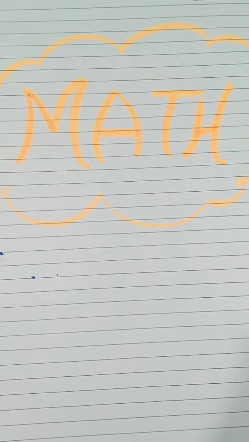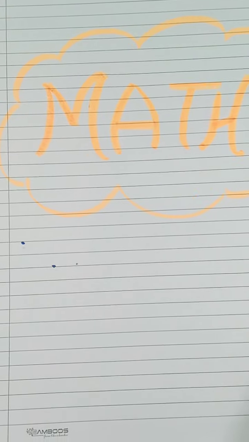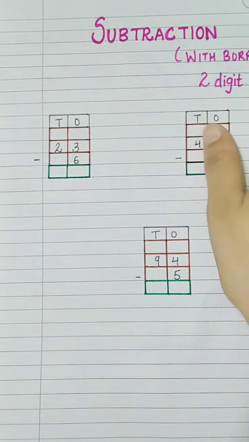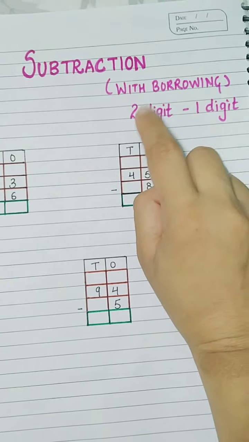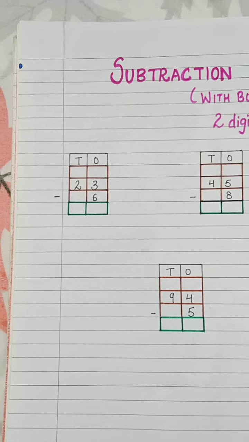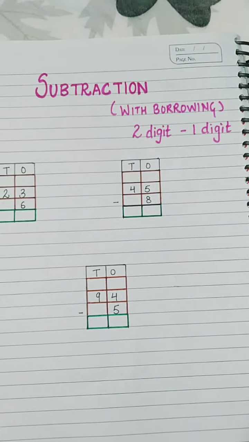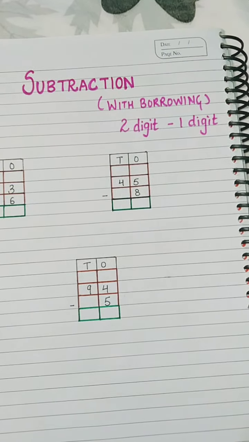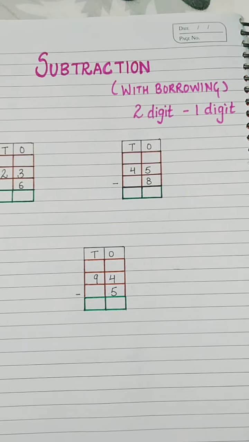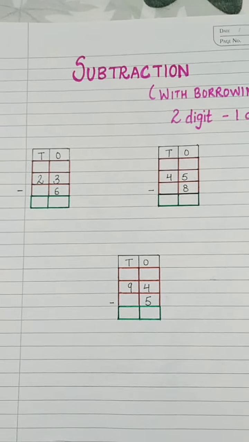So far in mathematics, we have started the new chapter, that is subtraction. In that chapter, we have completed two topics. Today, we are going to start a new subtopic, that is subtraction with borrowing, two digit and one digit. Basically, we are going to subtract one digit numbers from two digit numbers by borrowing. So what is borrowing and how we will solve this sum, we are going to discuss. Okay, so let's just start.